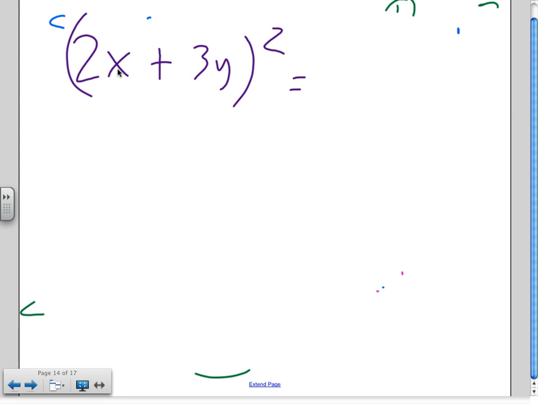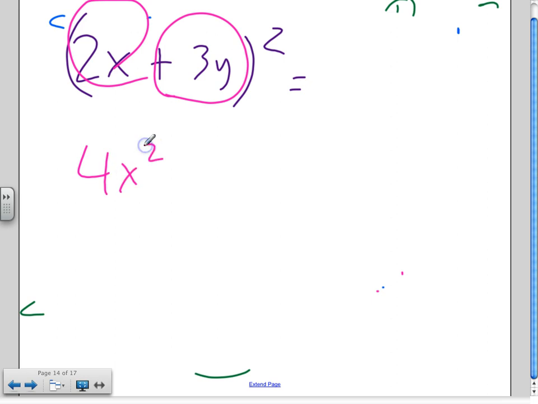Okay. So, in other words, we identify the terms inside, right? By doing what? Circle it. We got 2x here. We got positive 3y here. Then now you would square it. What is 2x squared? 4x squared. And then what is 3y squared? 9y squared, right? So we got the first term, we got the last term. The only thing that we're missing now is the middle term.